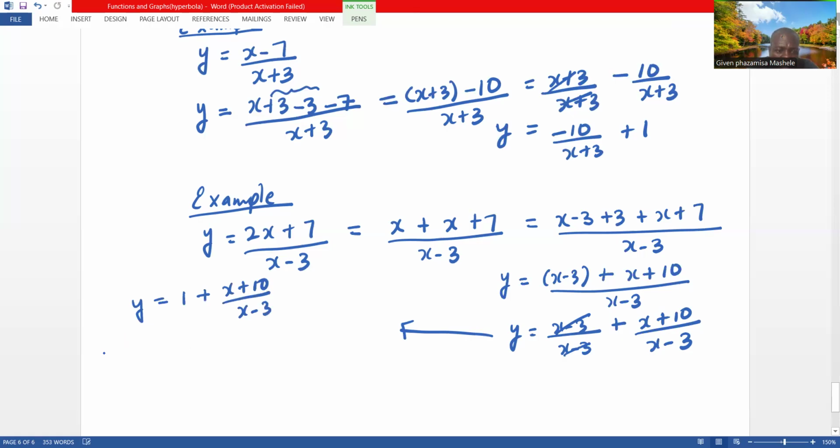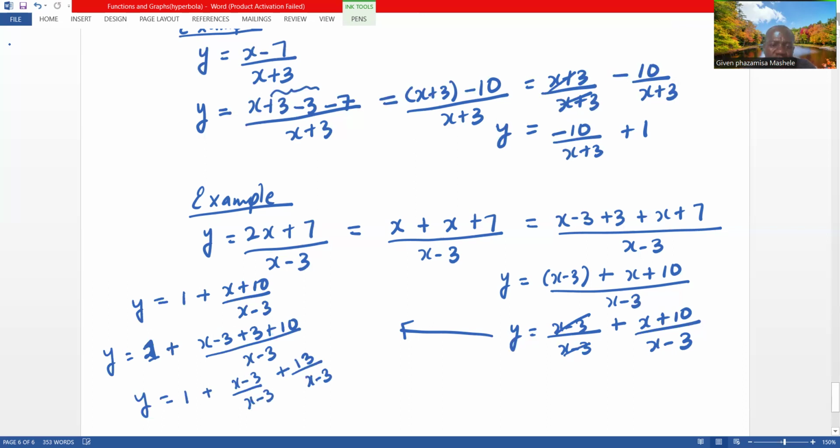This will be y equals 2 plus x minus 3 plus 3, because I want it to be 0, plus 10 divided by x minus 3. So this will give us y equals, why am I writing 2 here? So it's 1. So this will be 1 plus x minus 3 over x minus 3, then plus 13 over x minus 3. And what is this?